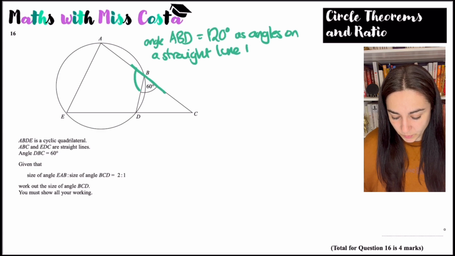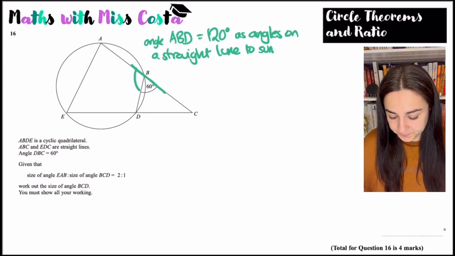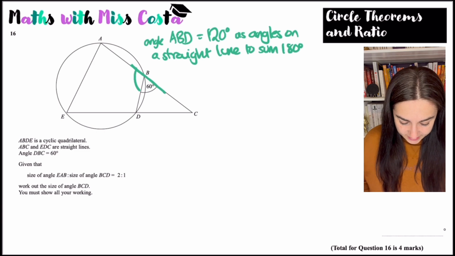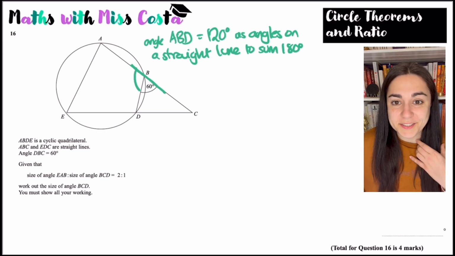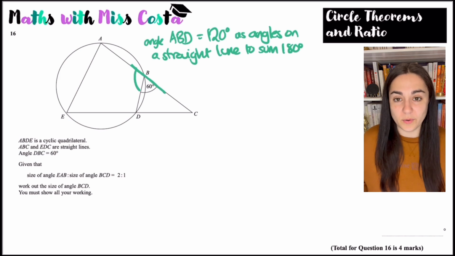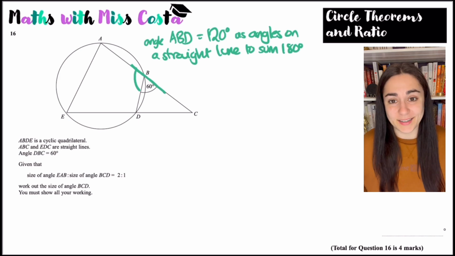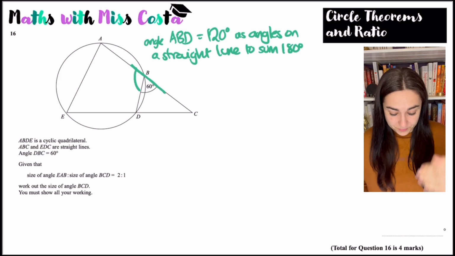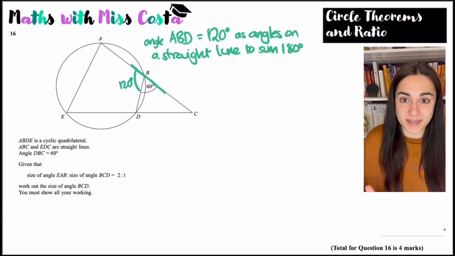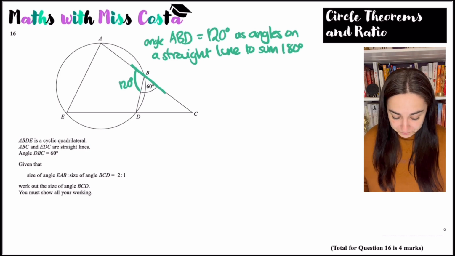sum to 180 degrees. Now, because this is a circle theorem question, anything that has angles or circle theorems, you're going to want to show all of your working and all of your reasoning. So all of the angle rules that you know. The only way you could have figured out that this angle is 120 is by knowing that angles on a straight line add up to 180 degrees. So just write it down.